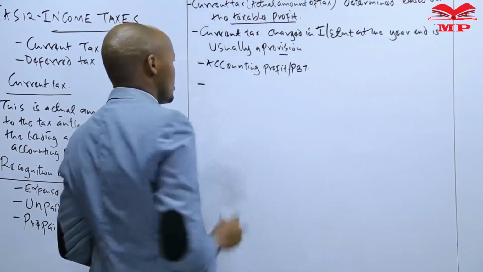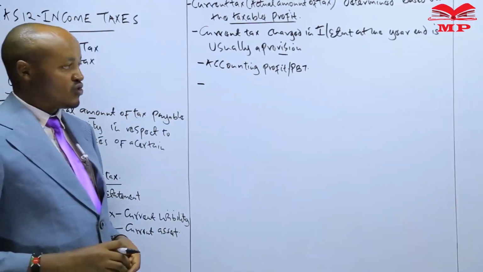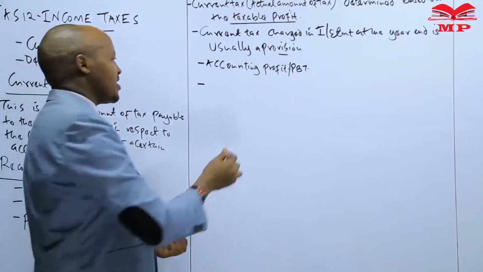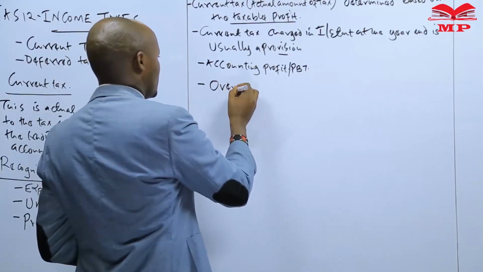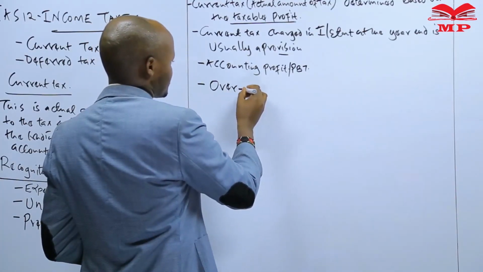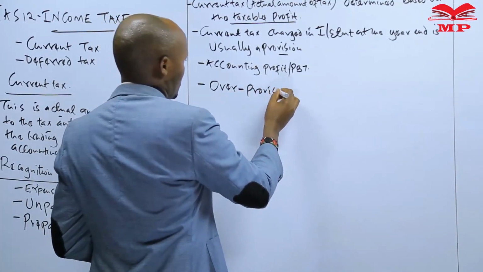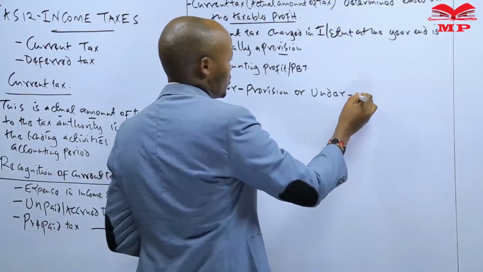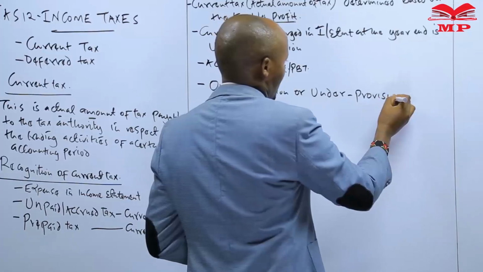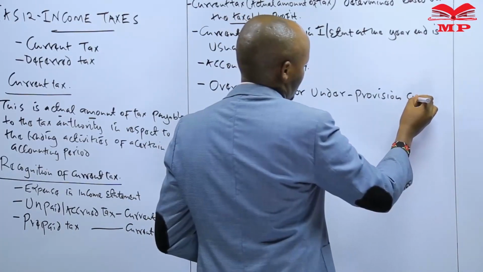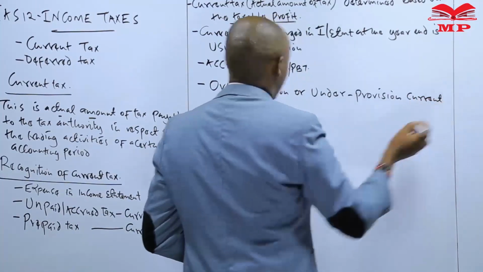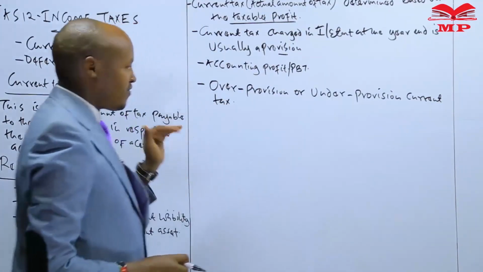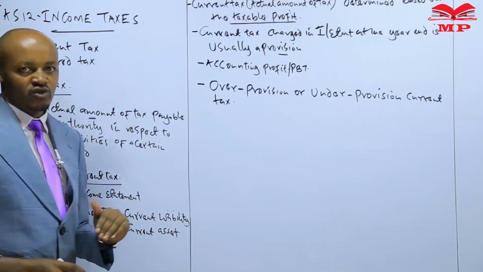And therefore, once that provision has been provided for, or the amount of current tax has been provided for, that will give rise to something known as over provision or under provision of current tax. So in our case here, we need to know how this over provision and under provision arises.